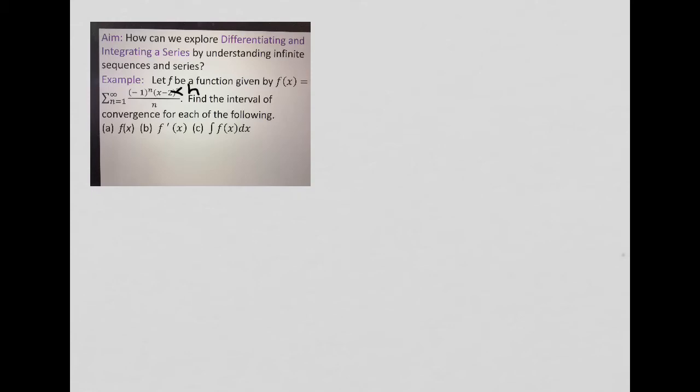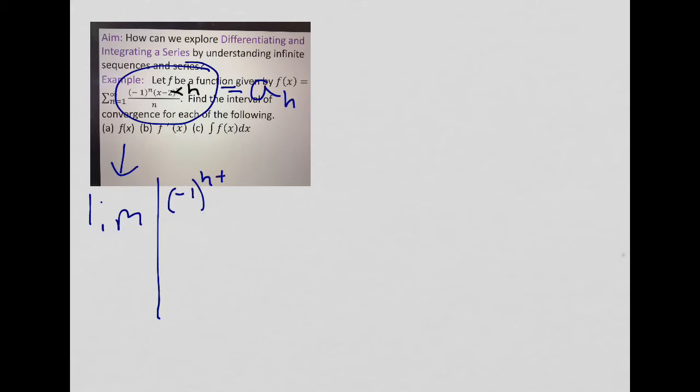To find the interval of convergence, remember we're going to need to check endpoints, so do that as well after your ratio test. So let's start our ratio test. We have the limit of the absolute value of a sub n plus 1 over a sub n, so be careful with the n plus 1s. Wherever you see an n, put an n plus 1, especially after you correct that, as n approaches infinity.